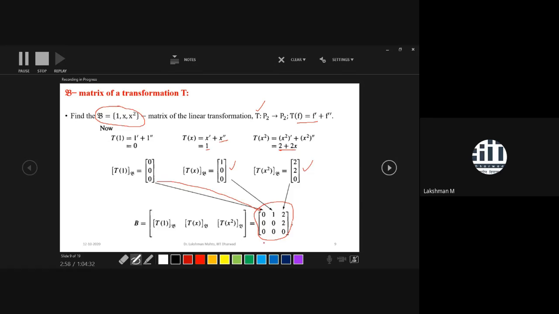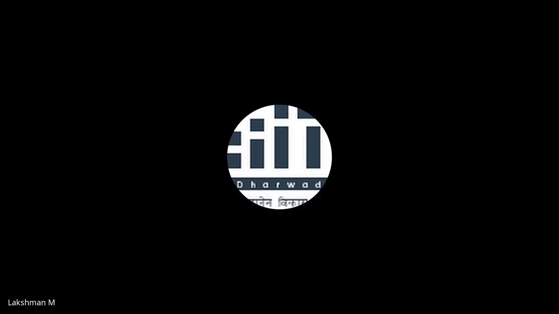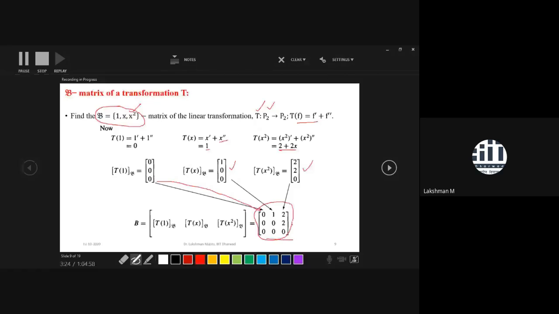This matrix we are calling the beta matrix of the linear transformation T from P2 to P2. Why am I calling it that? Because a matrix is always associated with some basis. With respect to which basis you are finding the matrix. That's why I am calling this the beta matrix of this given linear transformation with respect to this basis. This is the idea to find the matrix of a linear transformation with respect to a given basis. So I'm taking one more example.